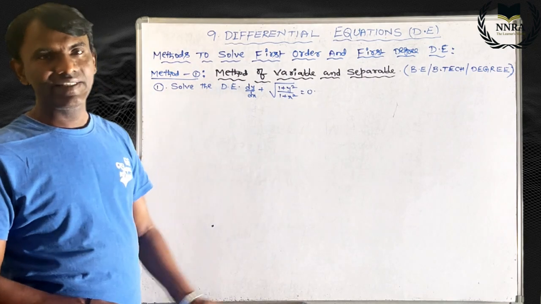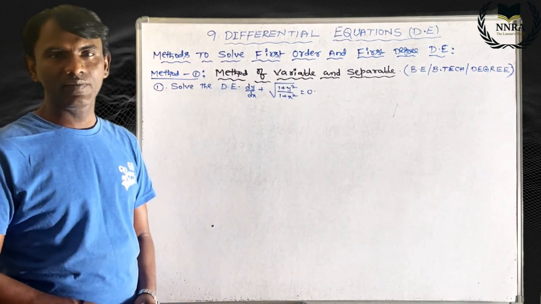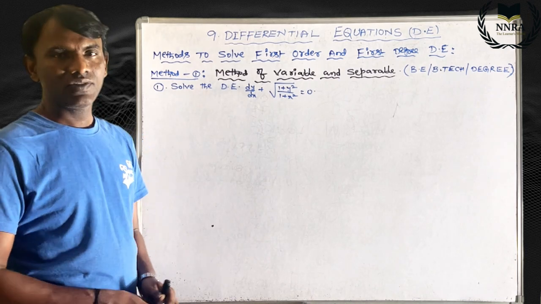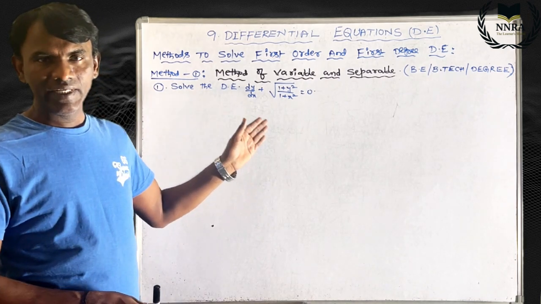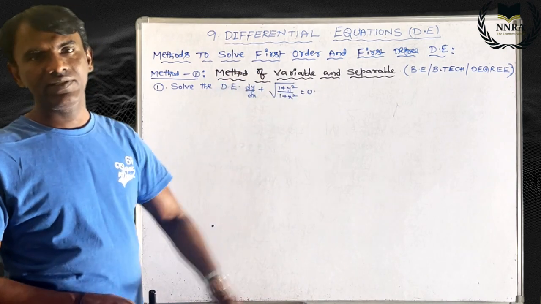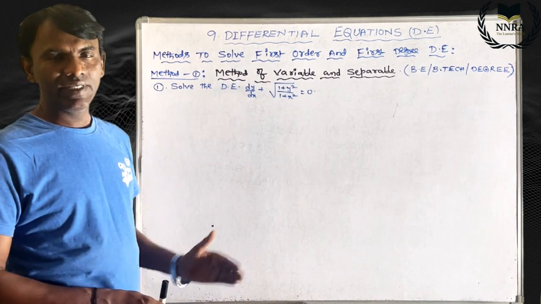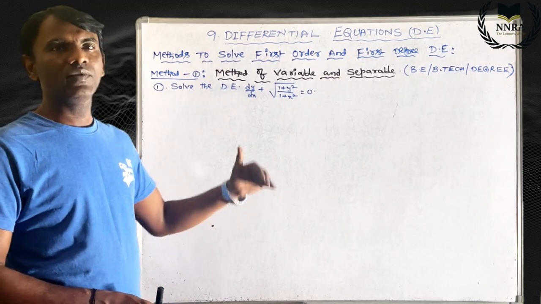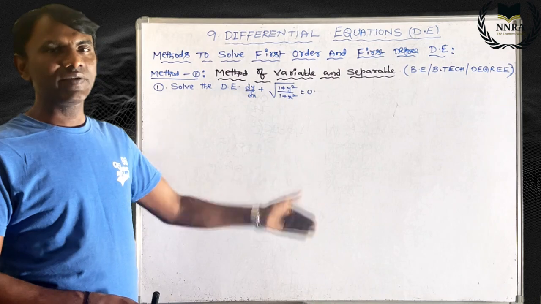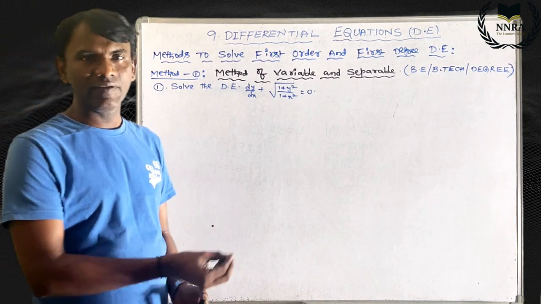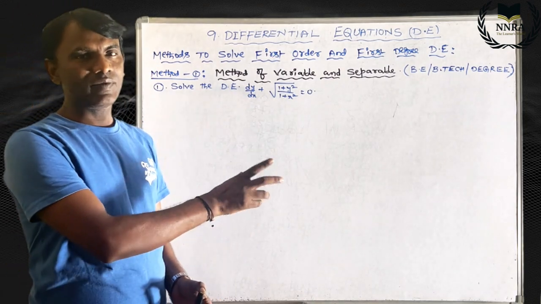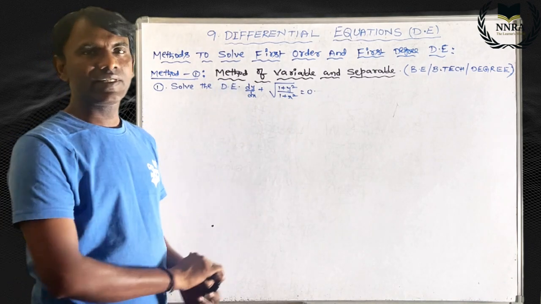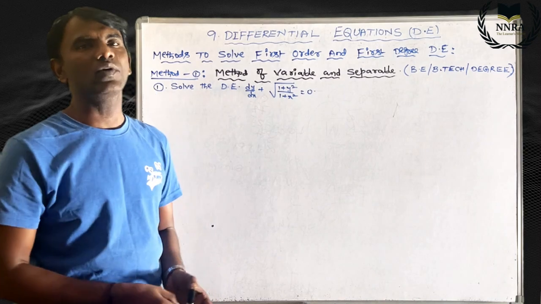Before that, I explained the concept: what is the meaning of variable and separable, how to separate the variables, and after that, how to integrate that. Now this is completely for engineering and degree students, so I will discuss a few more questions in this topic. If you want more questions, just see the previous topic also, where I explained the method of variable and separable related to 12th NCERT. If you revise those questions, you will get more ideas.